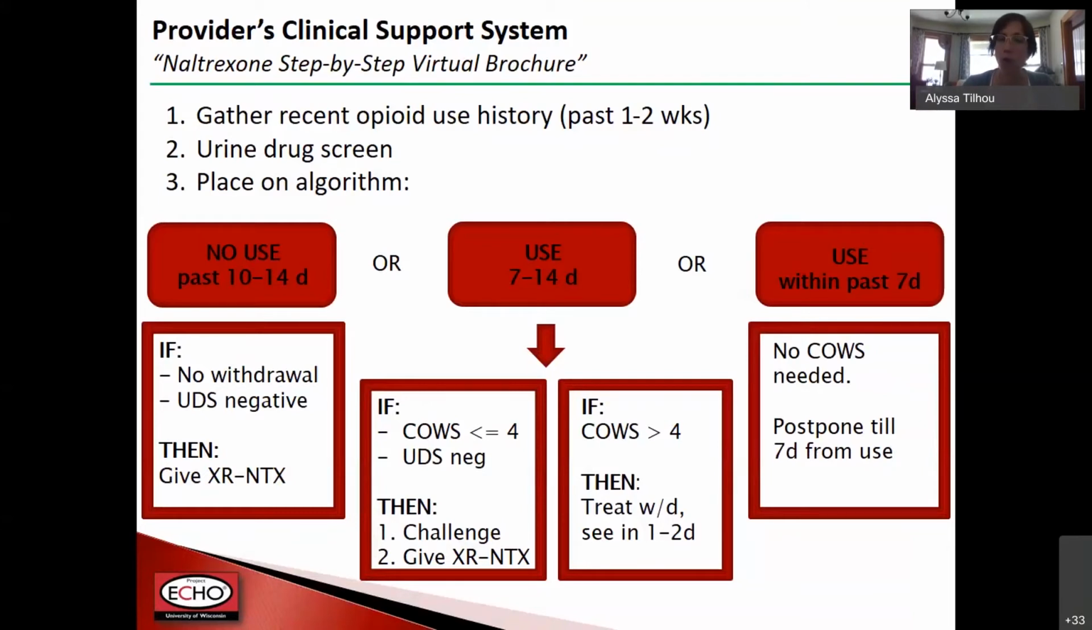At a 4 or less, plus a negative urine drug screen, you could administer a naloxone or naltrexone challenge. And if there's no precipitated withdrawal, feel confident about giving the extended release naltrexone injection. However, if their COWS is above 4, then you would want to just symptomatically treat their withdrawal symptoms and see them back in 1 to 2 days to consider the first injection at that time.